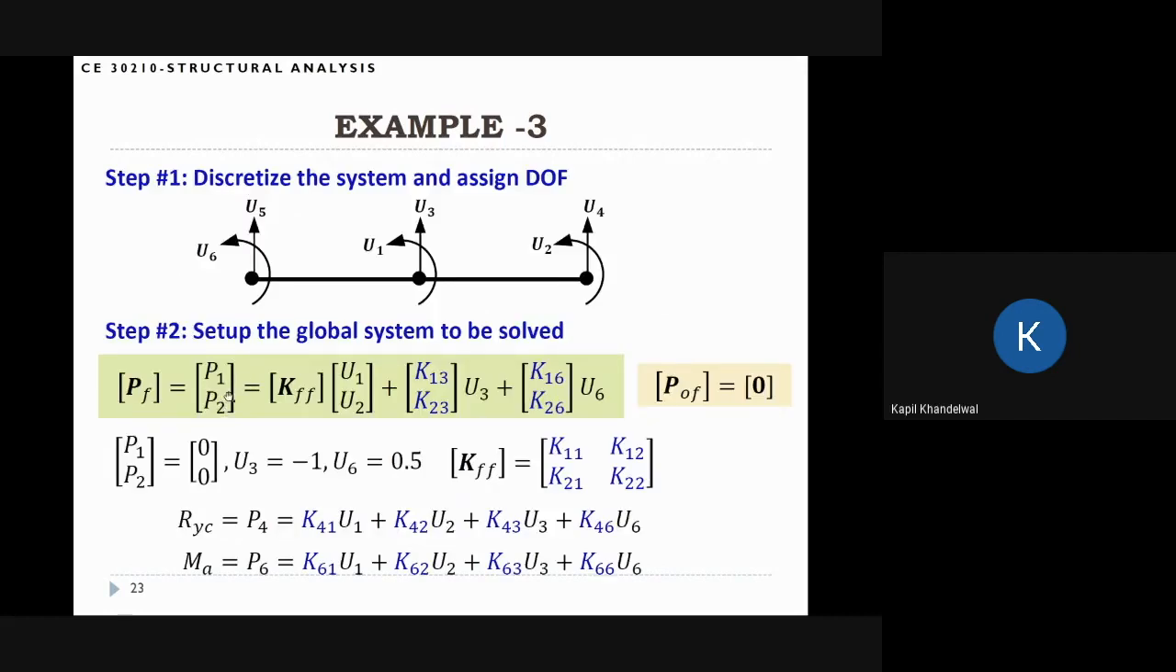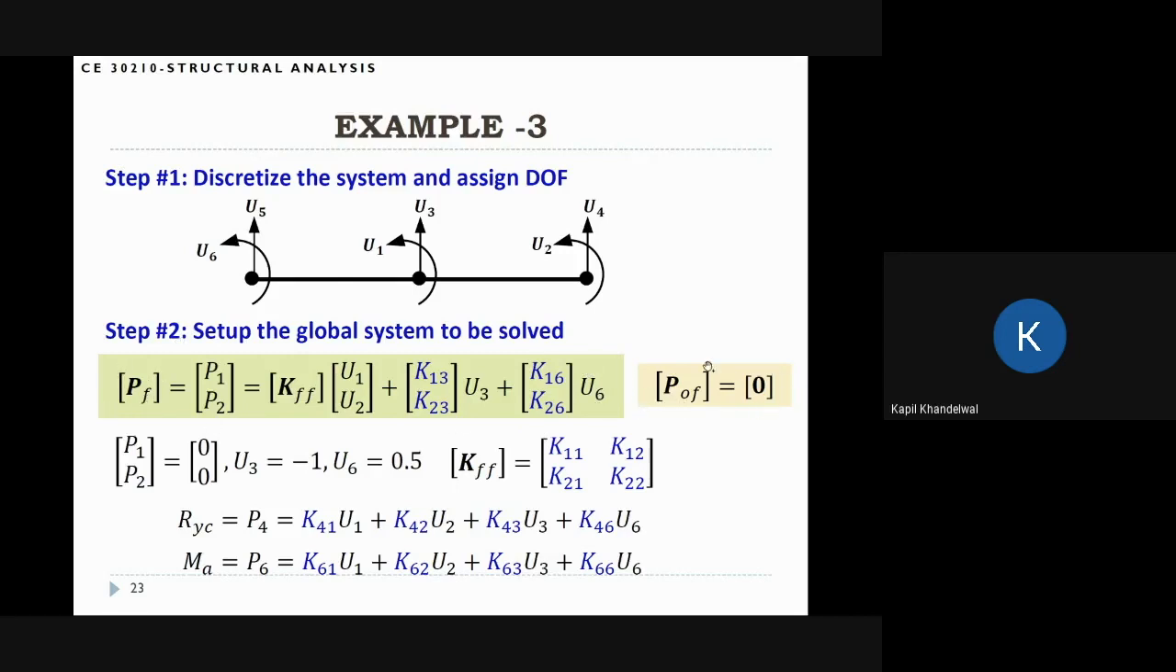So there are two numbers that are not 0. If we try to set up the system, PF is equal to P1, P2, and P1, P2 are both 0. It's equal to KFF times UF, where UF is U1 and U2, plus we have to take into account K13, K23 times U3, because the third degree of freedom is non-zero. So we need these two coefficients, K13, K23 times U3, plus the sixth degree of freedom is not 0 because this is part of US. So we will need K16, K26 times U6. So this is the system we have to solve.